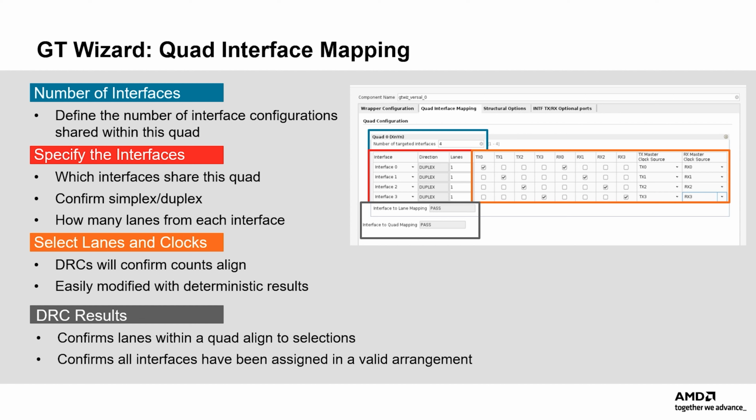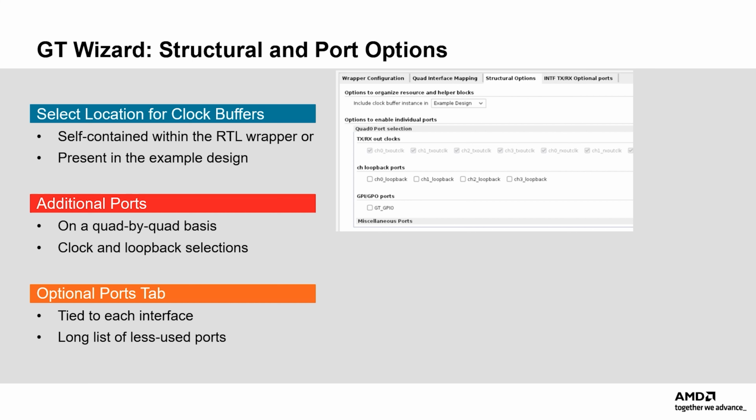The structural options section includes the clocking buffers and locations for them in the IP core or example design. Based on the transceiver settings, the customization options here can be limited to only the example design. The clock buffers can be self-contained within the RTL wrapper, meaning they are integrated directly into the design. Alternatively, users can choose to have them present in the example design for reuse.